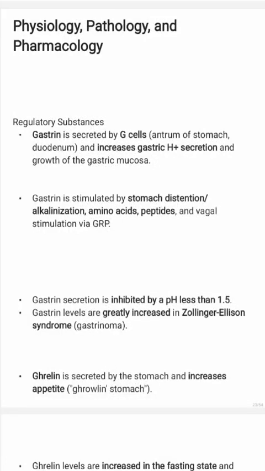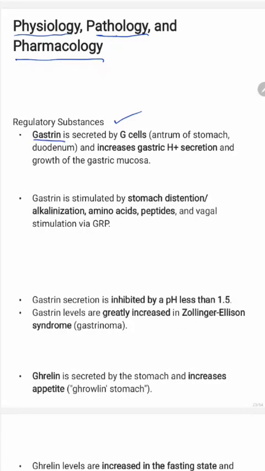Okay, so now we will discuss GIT physiology, pathology, and pharmacology. Okay, so these are important high yield points that you should know. First of all, regulatory substances.